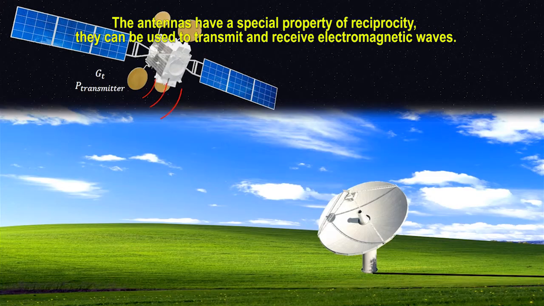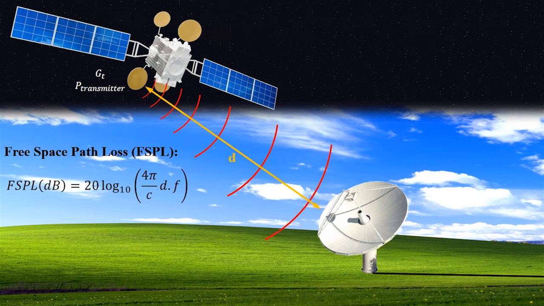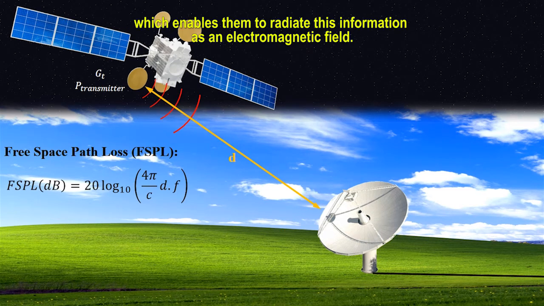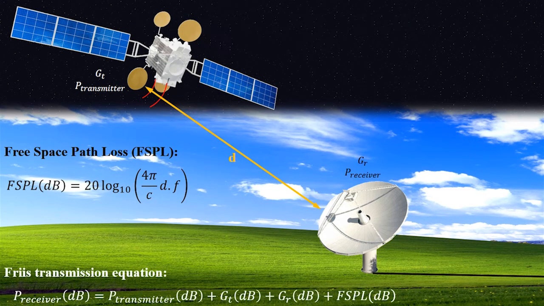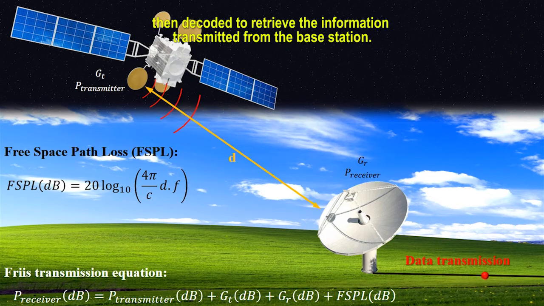The antennas have a special property of reciprocity. They can be used to transmit and receive electromagnetic waves. When transmitting information, they are traversed by a current and a voltage, which enables them to radiate this information as an electromagnetic field. It propagates in the environment. Upon reaching the receiver antenna, under certain conditions, this electromagnetic wave is converted into a voltage signal comprised of data, then decoded to retrieve the information transmitted from the base station.